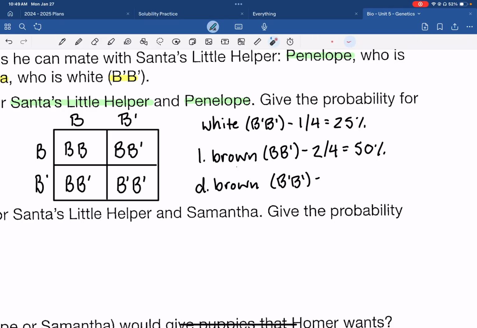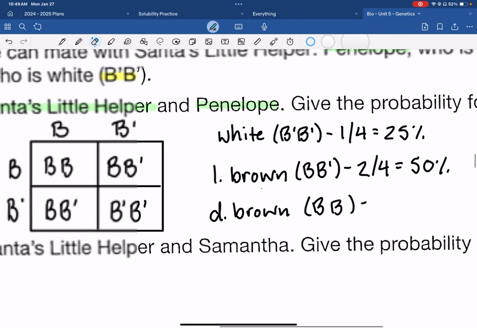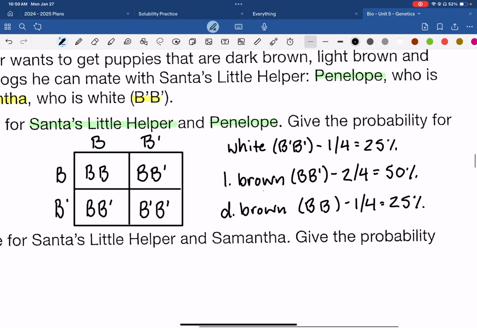Finally, what about dark brown? B, B. Excuse me, I wrote that wrong. Let me fix that. That's just B, B, not B prime, B prime. Hopefully you caught that before I got to this point. But how many of the boxes represent BB, or the homozygous B genotype? Right there. And that indicates dark brown. So 1 out of 4 equals a 25% chance that the offspring of Santa's Little Helper and Penelope will be dark brown.